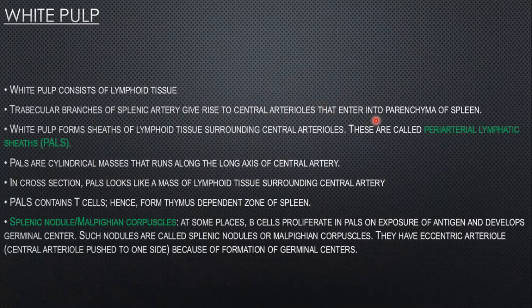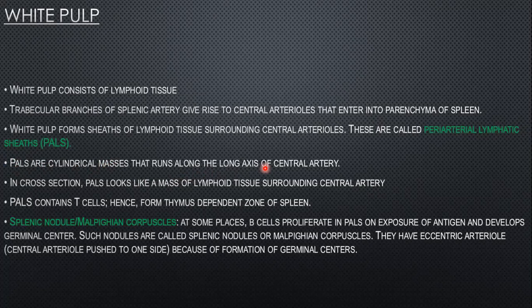Now white pulp forms sheaths. We have a sheath of lymphoid tissue surrounding the central arteriole. That sheath is known as the periarterial lymphatic sheath. The periarterial lymphatic sheaths are cylindrical masses that run along the long axis of the central arterioles. In cross sections, the periarterial lymphatic sheath looks like a mass of lymphoid tissue surrounding a central artery.